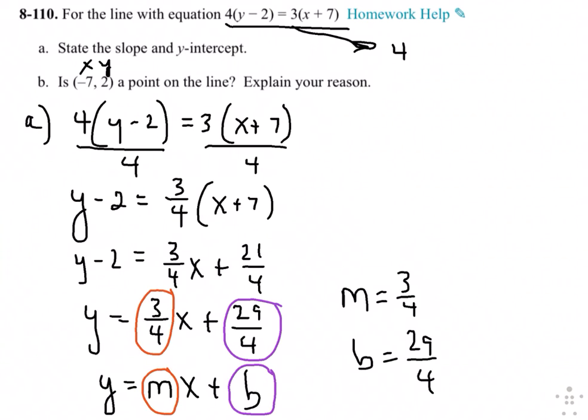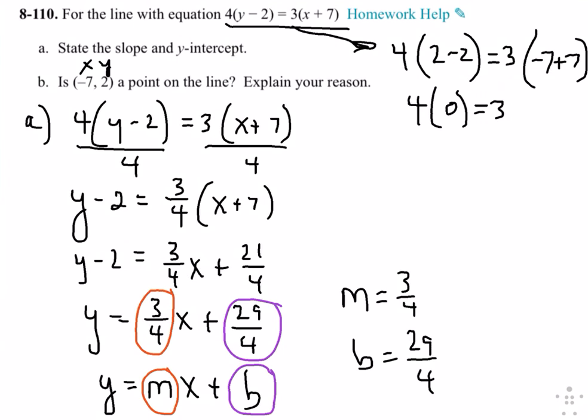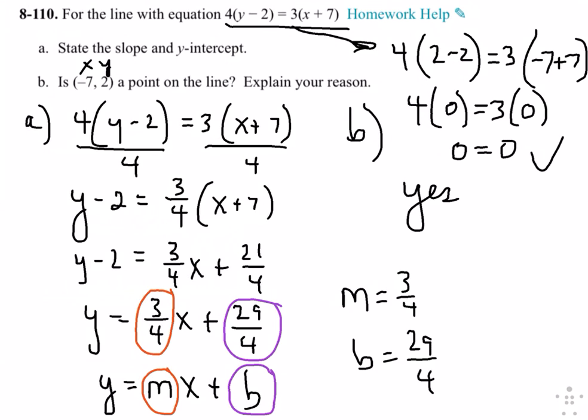So 4 times y, which is 2 minus 2, equals 3 times x, which is -7 plus 7. So we got 4 times 0 equals 3 times 0. 0 equals 0. Yes. So for B, is it a point on the line? Yes, because it satisfies the equation. The left-hand side and the right-hand side are equal.